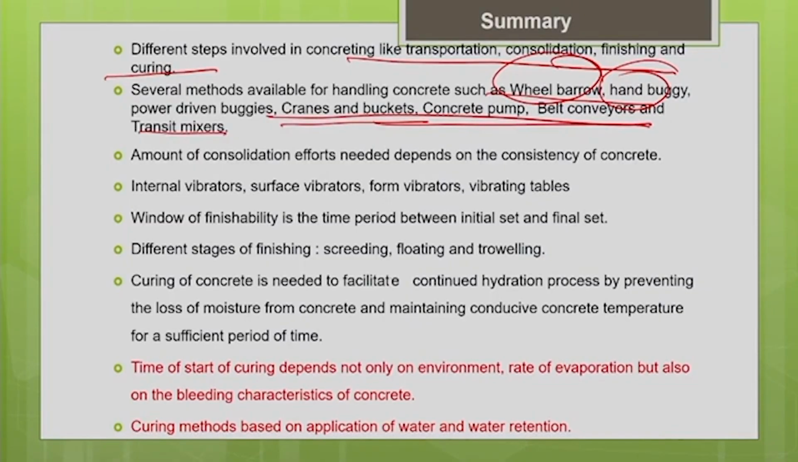Then, coming to the consolidation of the concrete, as I told you, the amount of consolidation depends upon the consistency of the concrete. For stiff mixes you need more consolidation; for high consistency mixes you need less. Even the frequency and the amplitude of the vibration has to be matched with the consistency of the concrete. For stiff mixes, go for high amplitude and low frequency vibrators. For highly consistent mixes, go for low amplitude and high frequency vibrators. That was the guideline.